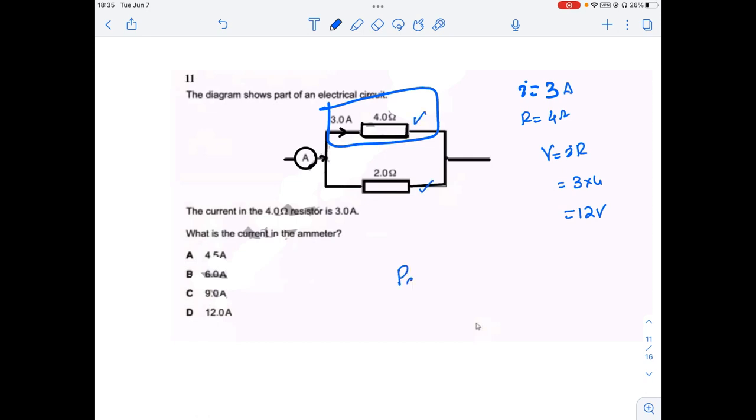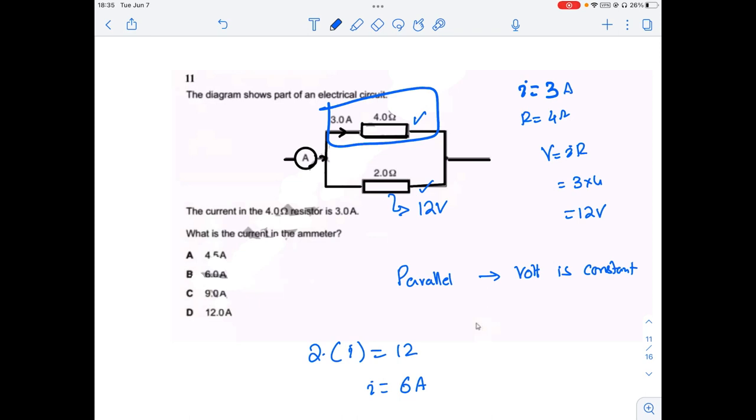So in parallel, we know that voltage is constant. Voltage is constant. So therefore, over here also it has to be 12 volts. So 2 times the current I should be equal to 12. So I equals 6 amperes. So the total current over there in the 2 ohm resistor is 6 amperes. So now what is he asking?